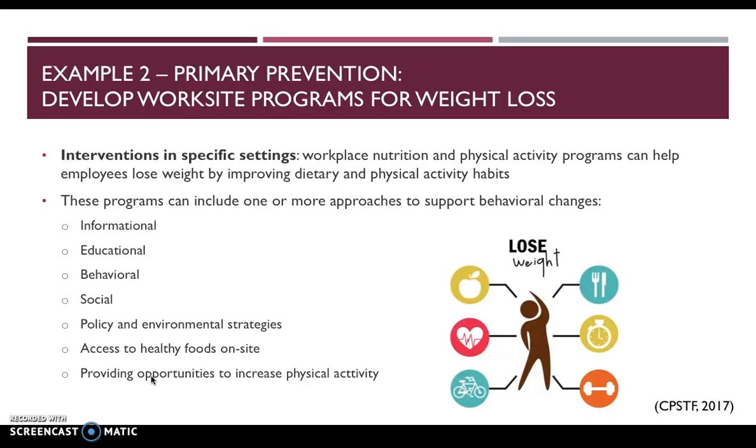Example 2 of primary prevention for obesity is to develop worksite programs for weight loss, as adults spend much of their time at work. Companies can invest in information, education, behavioral, and social changes that can encourage and motivate employees in weight reduction. Companies can also invest in access to healthy food options on site and may provide opportunities to increase physical activity during the day, allotting time for staff to exercise, and having reward programs with local facilities such as a YMCA at discounted rates.